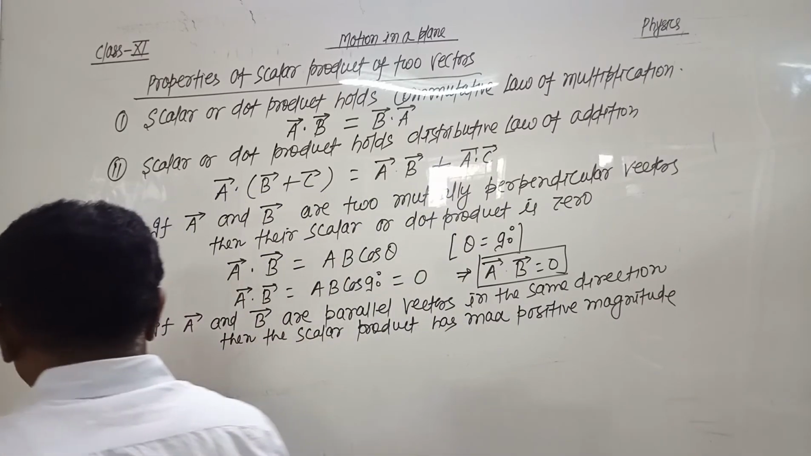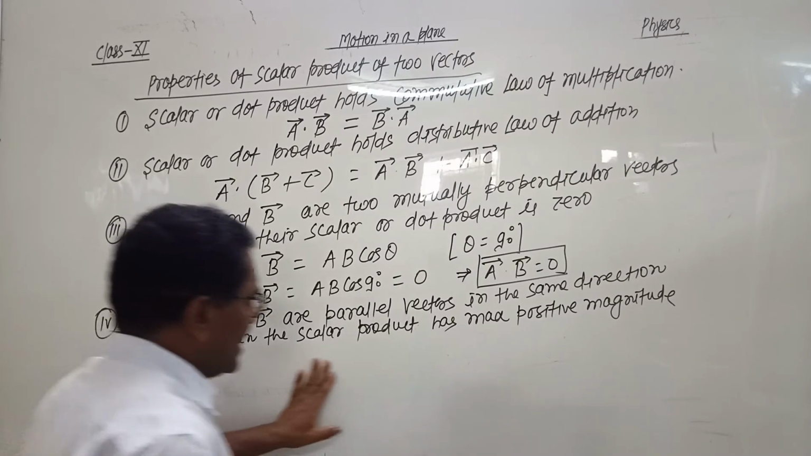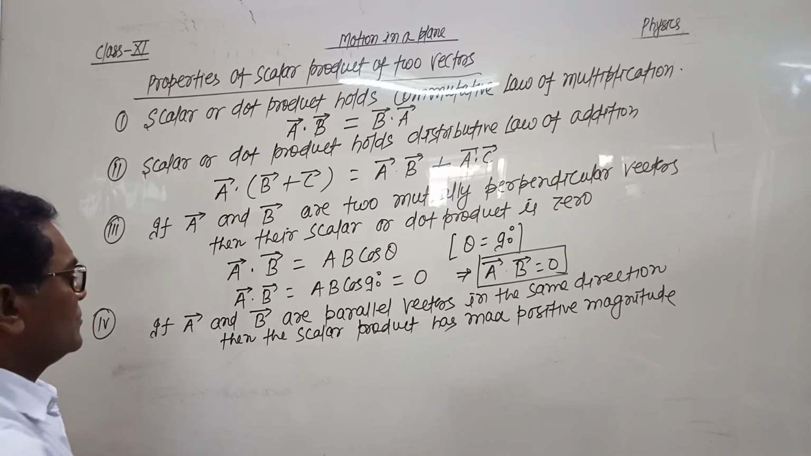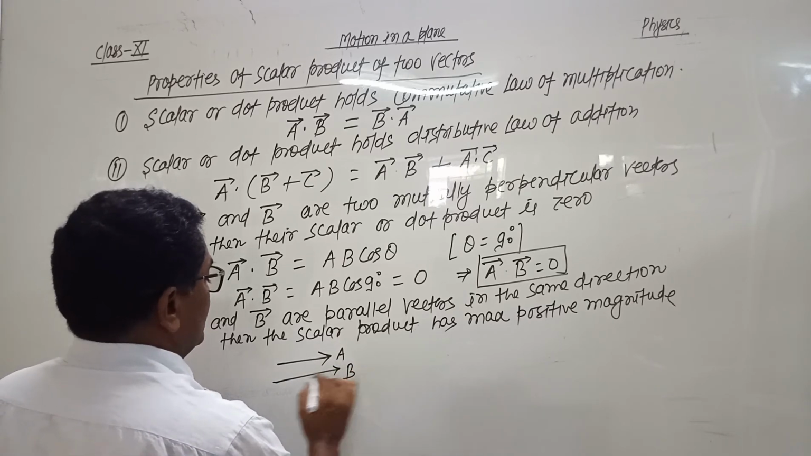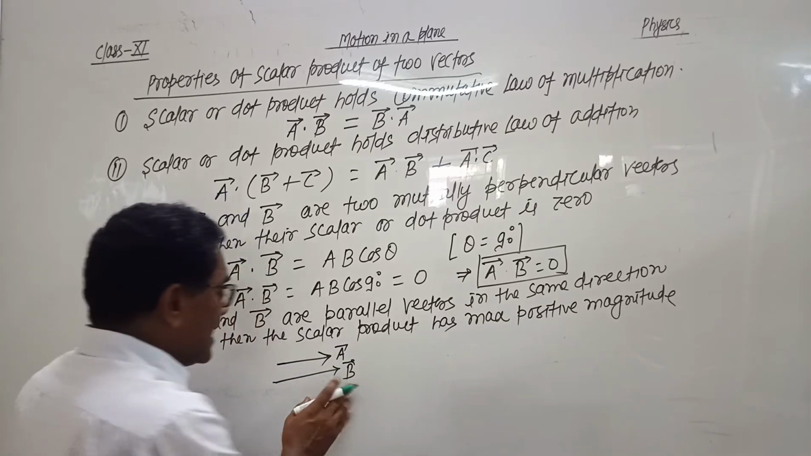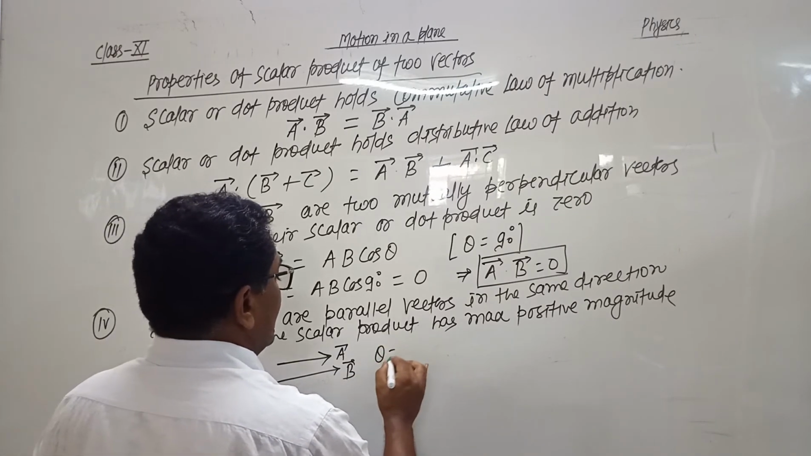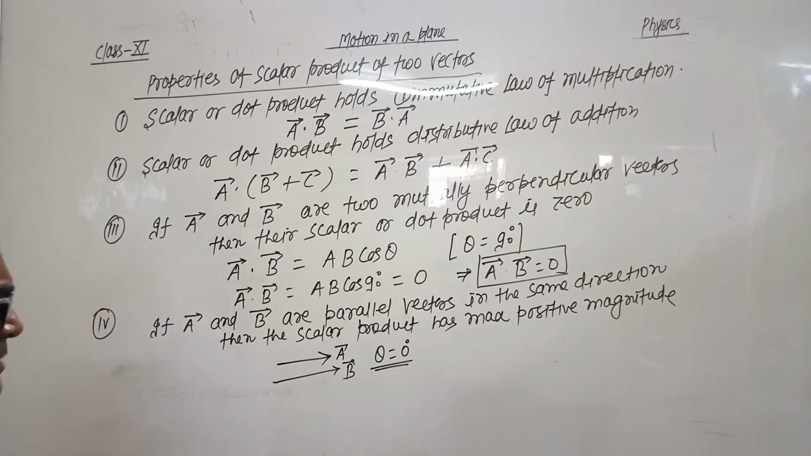This is the fourth property. If vector A and vector B are parallel vectors in the same direction, then the scalar product or dot product has maximum positive magnitude. Suppose this is vector A and this is another vector B. These are two parallel vectors in the same direction. It means the angle between them, theta, equals 0 degrees. Then the product has maximum magnitude.